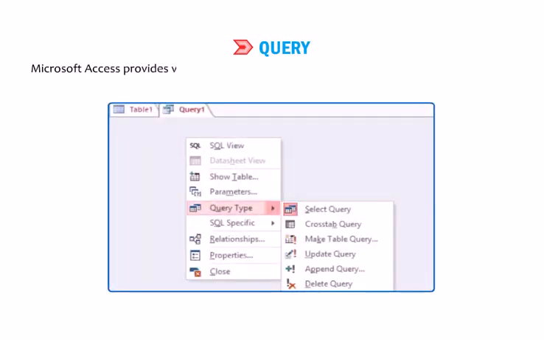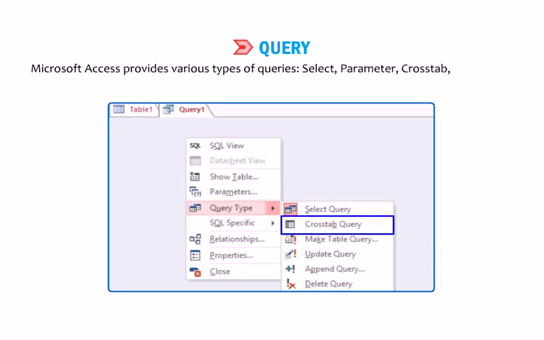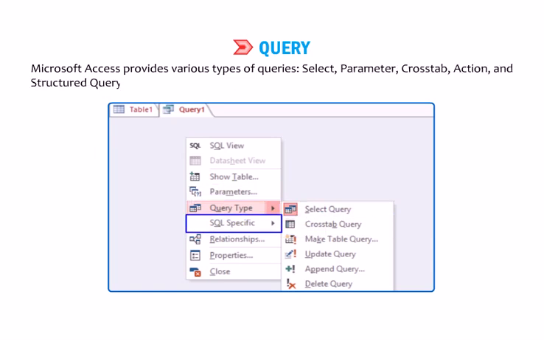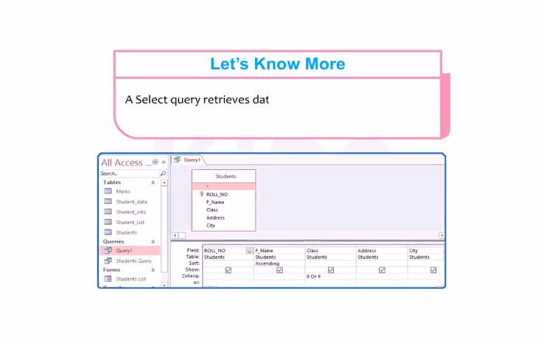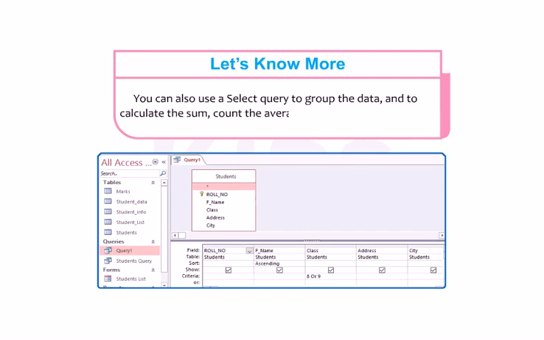Microsoft Access provides various types of queries: select, parameter, crosstab, action and structured query language (SQL) query. Okay, let's know more. A select query retrieves data from one or more tables and displays the record set in a datasheet. You can also use a select query to group the data and to calculate the sum, count, average, and other types of totals.